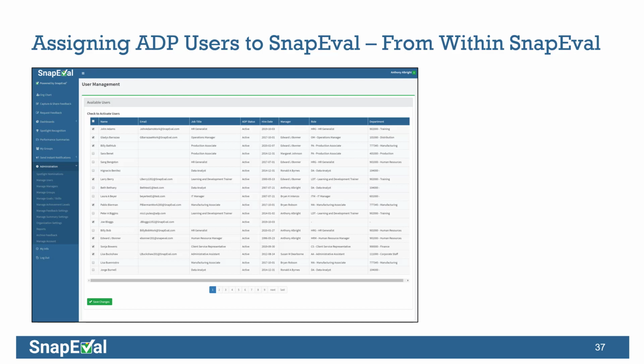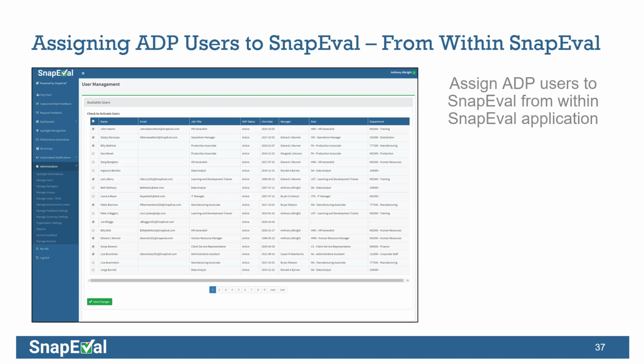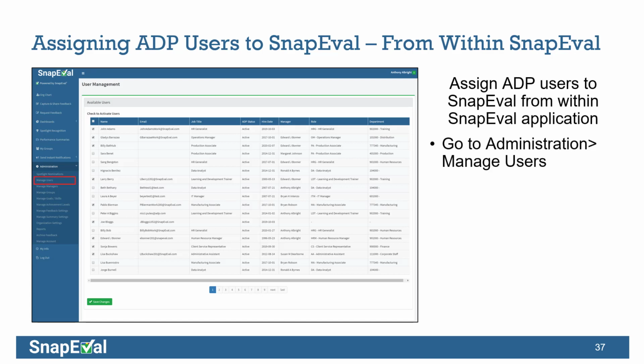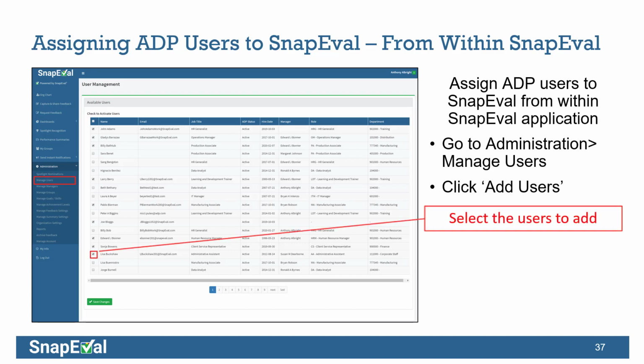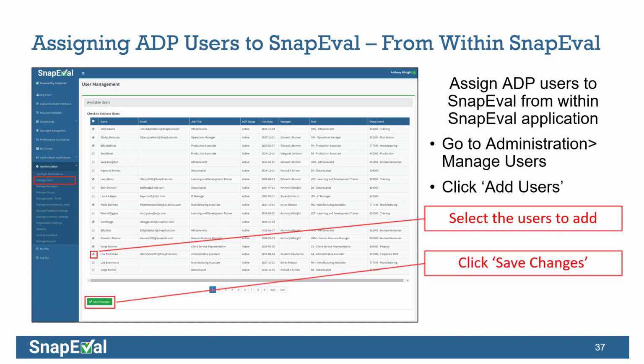And we'll talk more about it in a separate video, but what I want to let you know is all you have to do is essentially select the users from this page, and you're going to find it when you log into your account and go into SnapEval. You will find this page under Administration, Manage Users, and then you'll click on the Add Users button, and it will take you to the page that you see here. From there, you're going to just select the specific users that you want to add to SnapEval, and then click on the Save Changes button as long as you're on that same page.